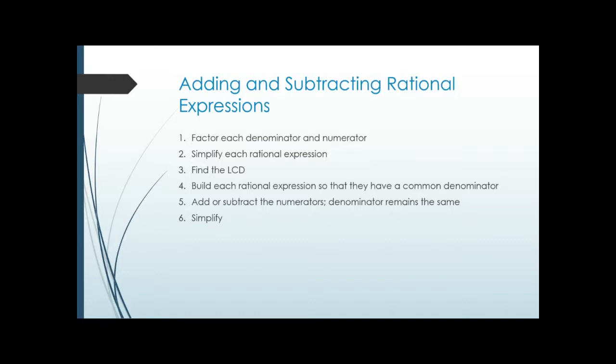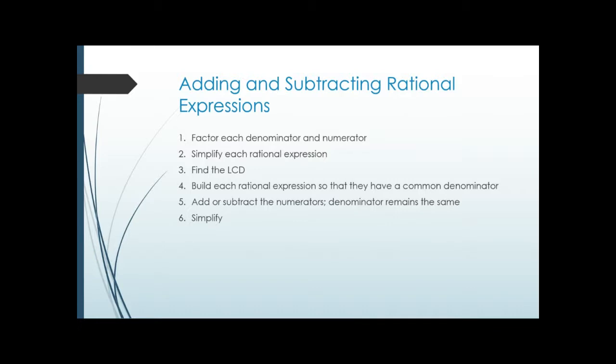So the steps for adding and subtracting rational expressions: first, you need to factor the numerator and the denominator, and then simplify each rational expression. Sometimes they don't simplify at all. Sometimes they do, and if they do, that will be easier for you when you're building up the LCD, if you can start with something simpler than what you began with. So once you have everything factored and you've simplified if you can, then you need to find the least common denominator. So that was finding what the common denominator is based off of the least common multiple.